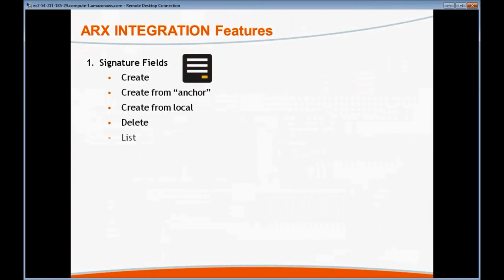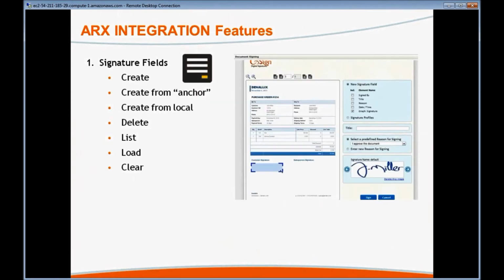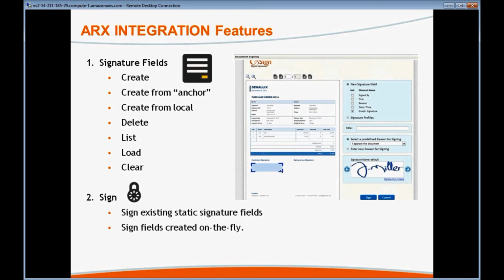So some of the areas of integration that we did with ARX CoSign are the signature fields themselves. So being able to create that signature field, whether it's on the fly or there's already an anchor in place. Creating those anchors from a local person or as an anchor itself, being able to delete, load, list, clear, etc. And then finally, the ability to actually do the signing. So signing an existing static signature field, or even signing fields that are created on the fly. So K2 can impose into that document the creation of a signing field and place that signature inside of that.